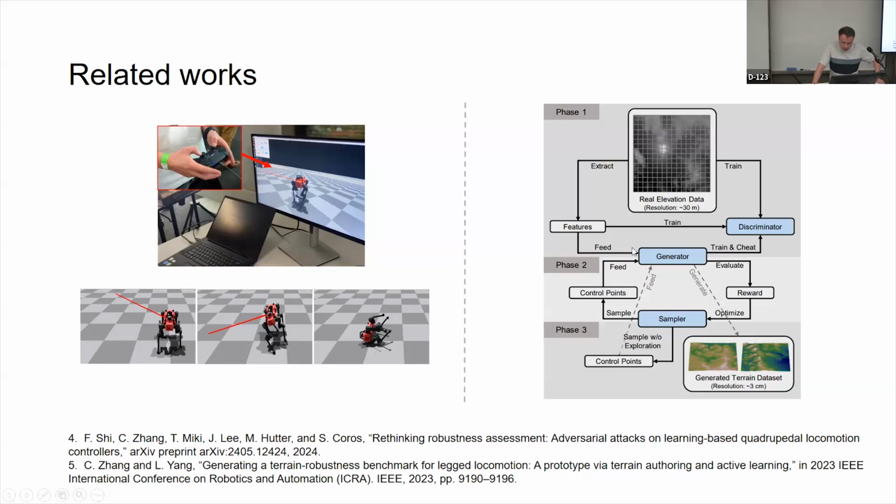And here on the right, this is a paper where the researchers use a GAN to generate realistic terrains in order to create a set of realistic terrains to test the robot. But actually, this is just for benchmarking, and it doesn't focus on finding failure cases of a specific controller. So what I propose to do is to generate terrains to find failures of a specific controller.